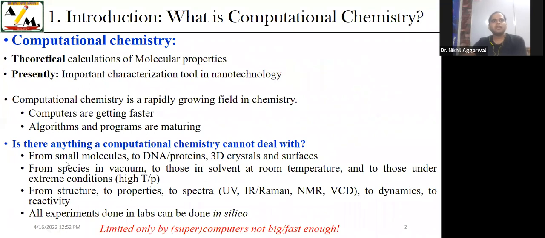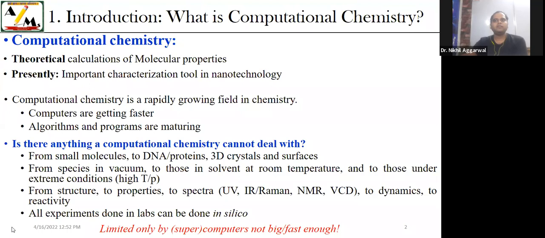So starting from the atomistic level, moving on to small molecules comprising of, let us say, some 5 to 10 atoms, then to the DNA, protein, three-dimensional crystals, surfaces, nanoparticles, polymers. Nowadays, you can simulate each and everything. But yes, again, it depends on what system you take. You have to apply a suitable model. And which model has to be applied, we'll briefly see in a session.